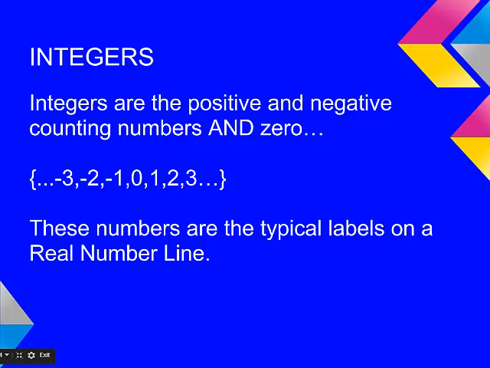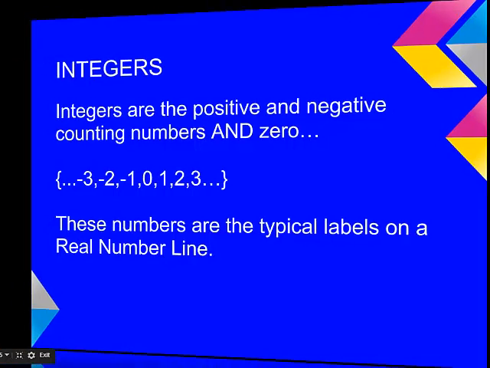So in set notation, you have the numbers going to the right to positive infinity and to the left to negative infinity. So when you do this with set notation, you have your ..., -3, -2, -1, 0, 1, 2, 3, and so on. And these numbers are the typical labels on your real number line. So those all are real numbers. Natural numbers, whole numbers, integers, those are the real numbers that you're very familiar with.